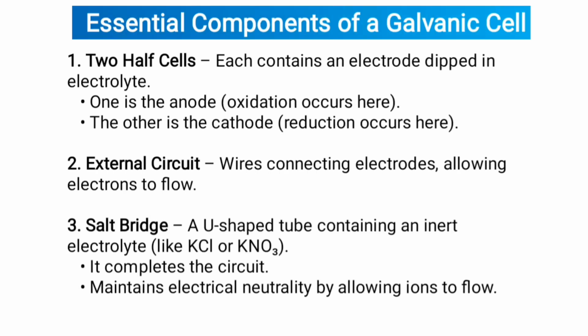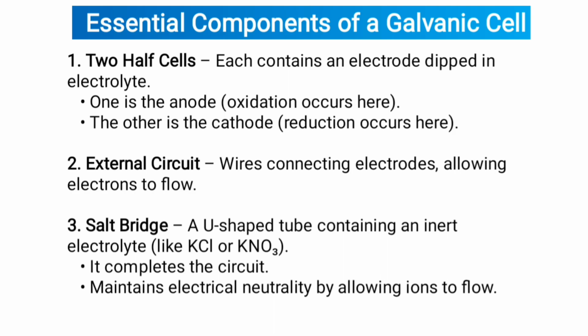Now, essential components of a galvanic cell. My dear student, the first one is two half cells. Each contains an electrode dipped in electrolyte. One is the anode, where oxidation occurs, and the other is the cathode, where reduction occurs. The second one is the external circuit, wires connecting the electrodes, allowing electrons to flow.